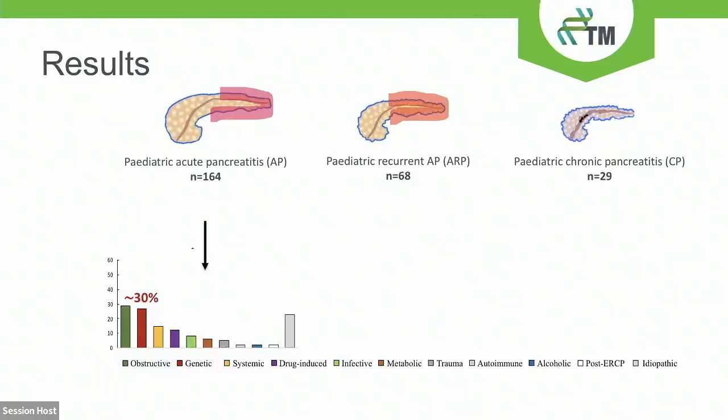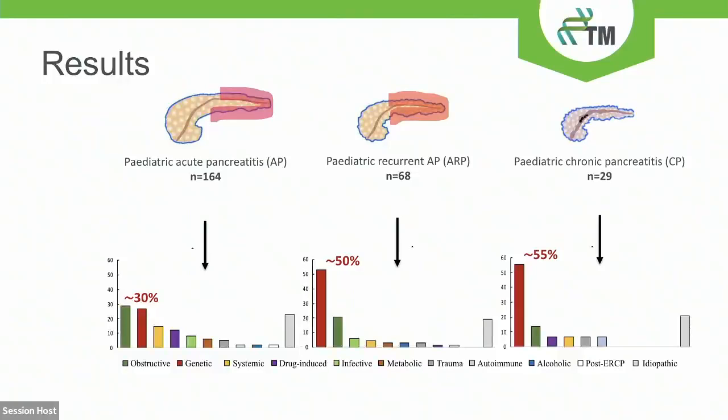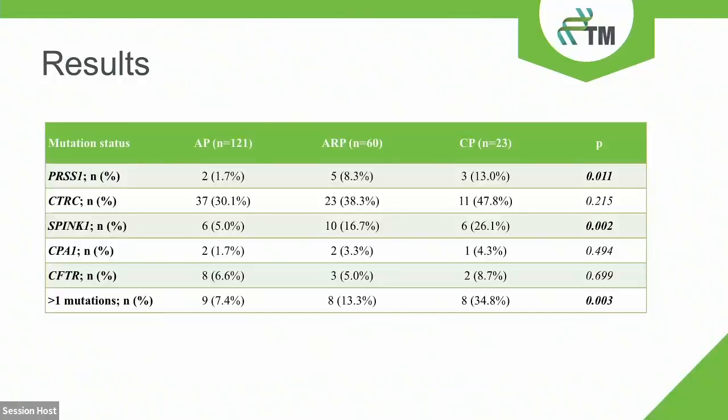When we look into the etiological factors or risk factors in the whole data set of APPLE, or the whole patient population of the APPLE trial, you can see that those with one episode of biliary pancreatitis were the most common, followed by the genetic part, and then the genetic background rose up to 50% in the acute recurrent group and 55% in the chronic pancreatitis group.